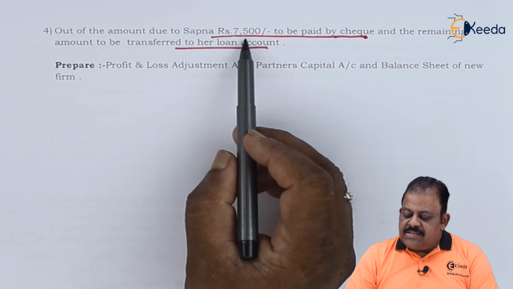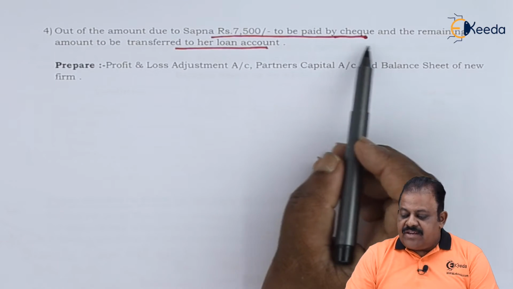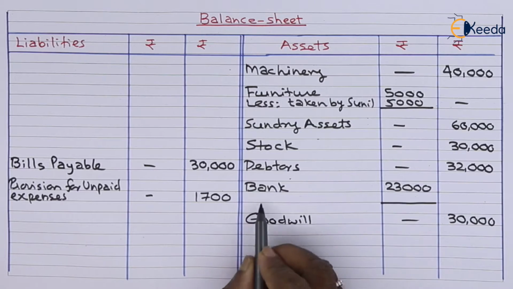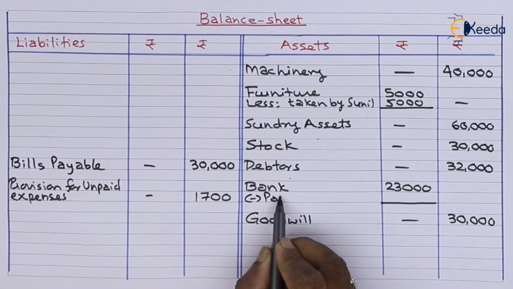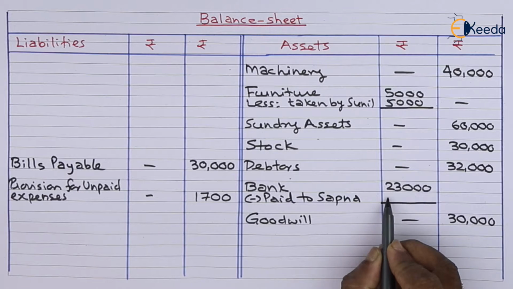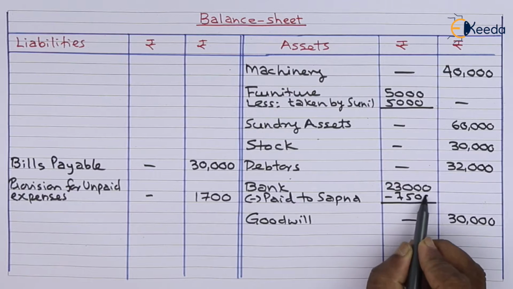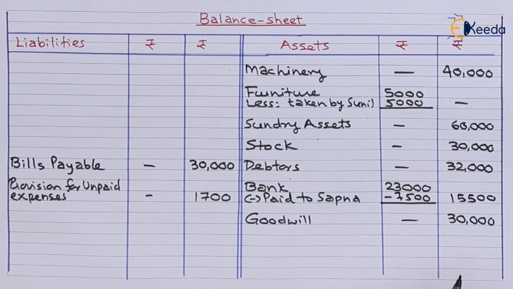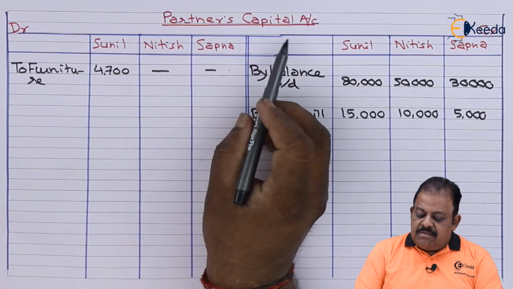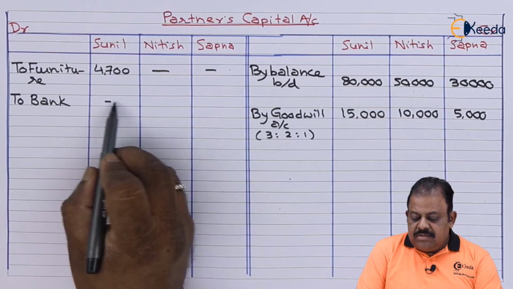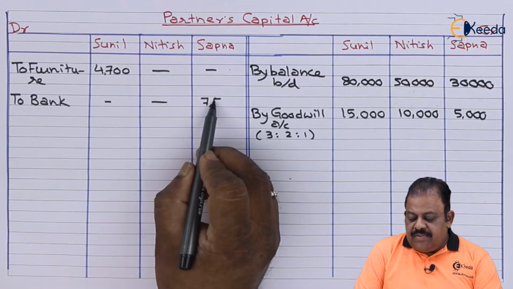Out of amount due to Sapna, 7,500 to be paid by cheque and the remaining amount to be transferred to her loan account. So bank balance 23,000 less paid to Sapna 7,500, so balance is 15,500 in bank. This will have a second effect in partners capital account, debit side, to bank, Sapna column, 7,500.